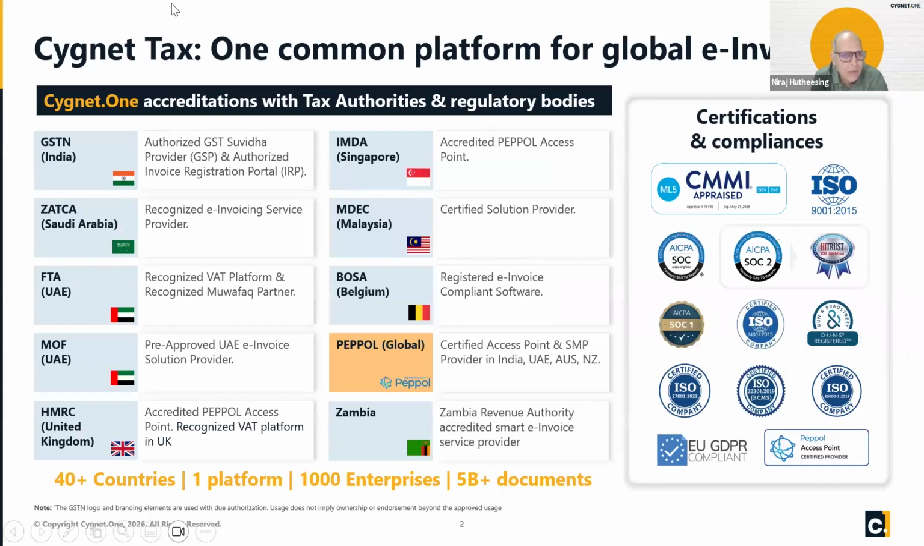Just a brief background about Cygnet. We are a 25-year-old organization, CMM level 5 approved, with multiple ISO certificates, covering more than 40 countries. And in the current year, we'll be covering another 10 to 12 countries for invoicing. So we do invoicing in both the peer-to-peer model and the clearance model, where we work directly with the tax authorities. We support both, and that is our area of expertise.